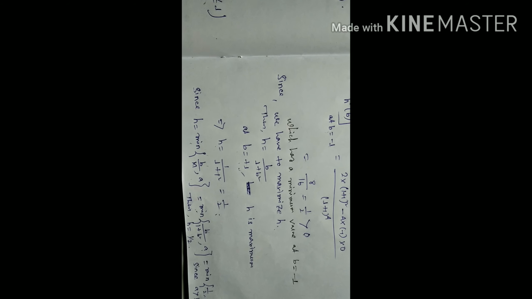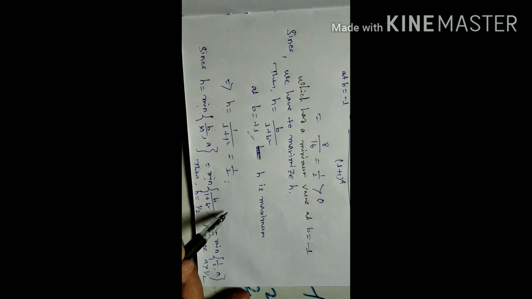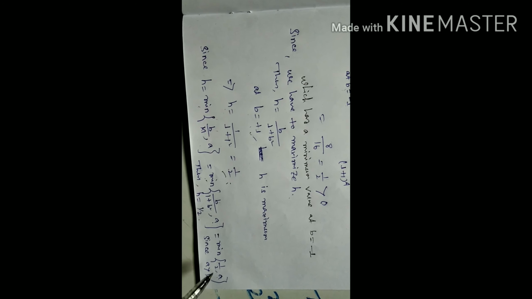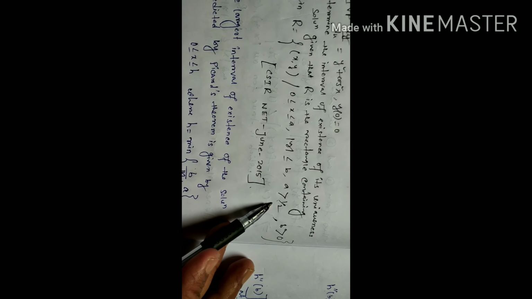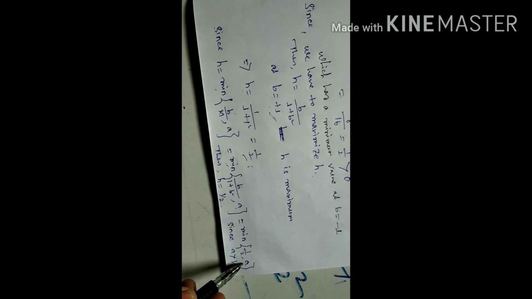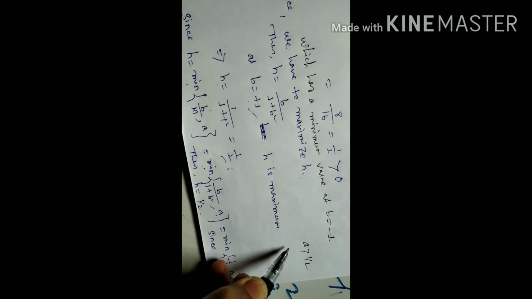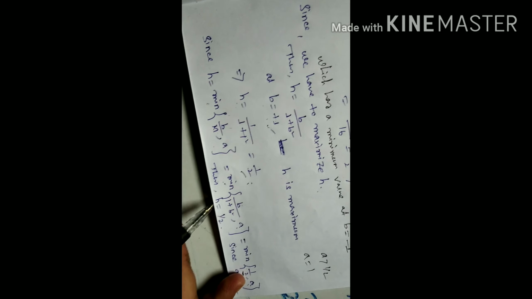Since h = min(b/M, a), that is min(b/(1 + b²), a), and the maximum of b/(1 + b²) is 1/2, we get min(1/2, a). Since by the given condition a > 1/2, let us choose a = 1, that is min(1/2, 1), that is 1/2. Okay, thus h = 1/2.